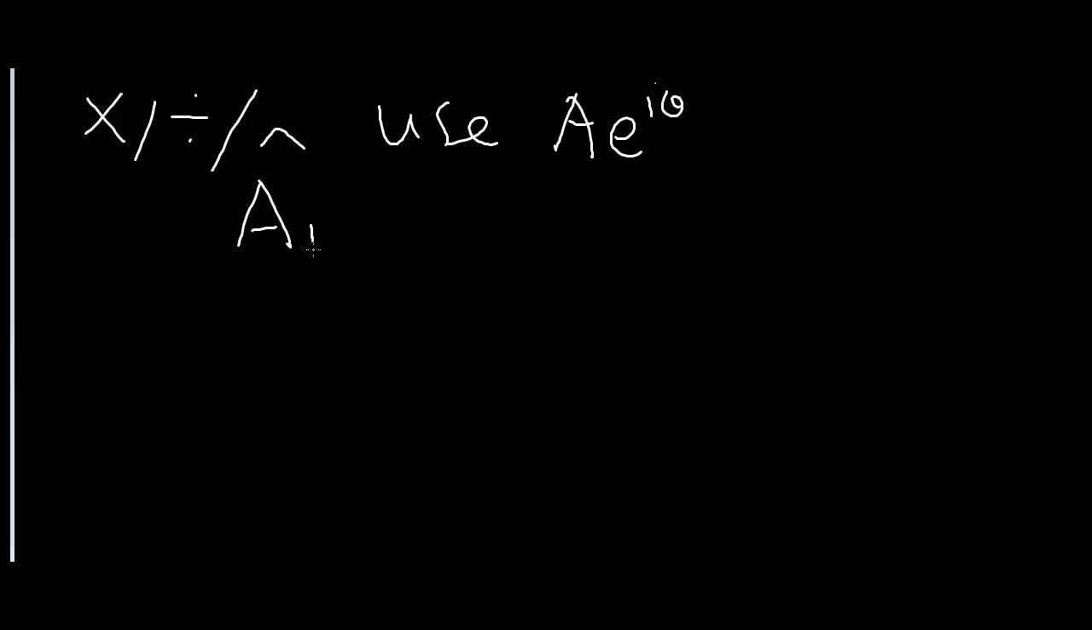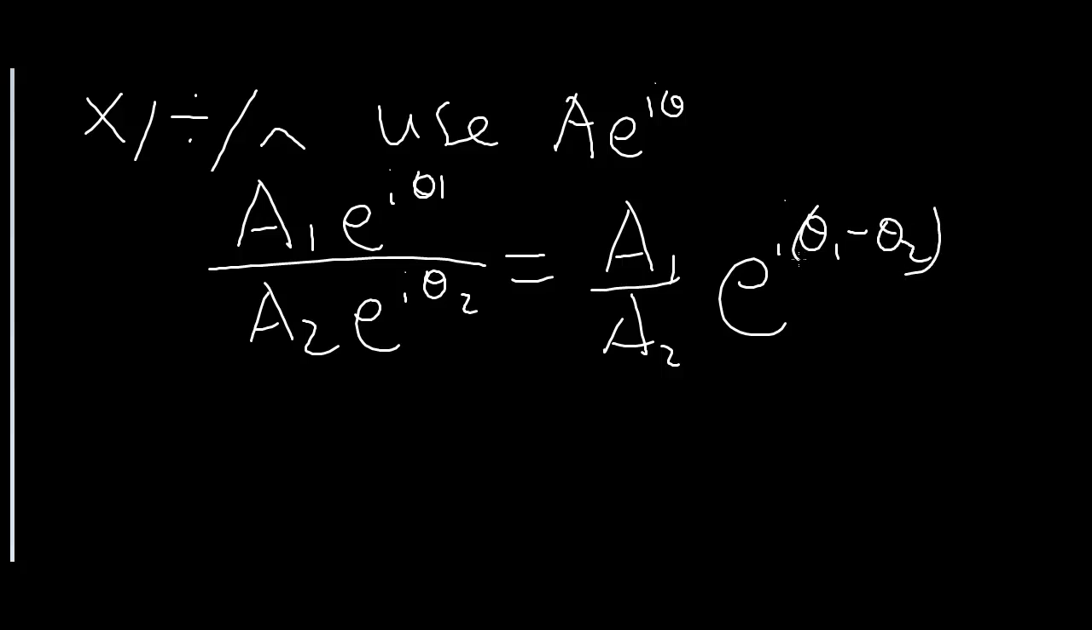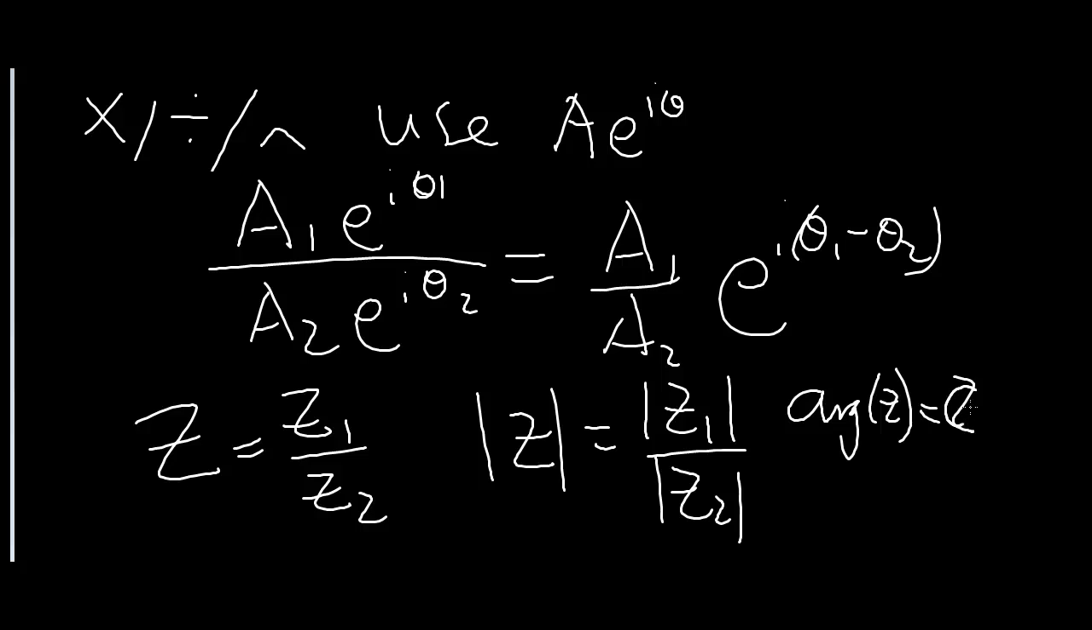You would simply divide the magnitudes and subtract the angles. So to put it in a slightly different way, if you have z equal z1 divided by z2, then the magnitude of z is the magnitude of z1 divided by the magnitude of z2, whereas the argument of z is equal to the argument of z1 minus the argument of z2.